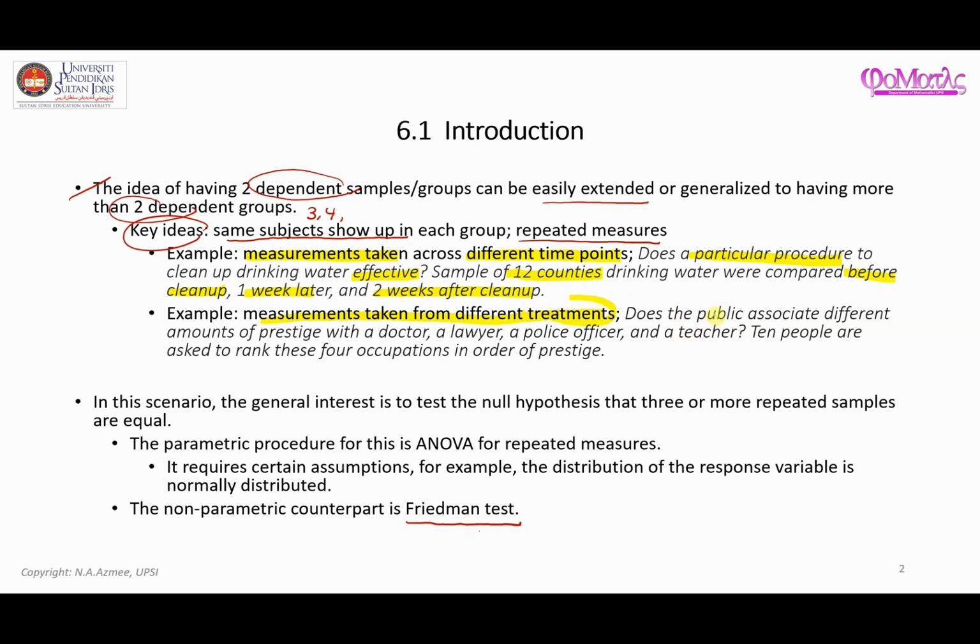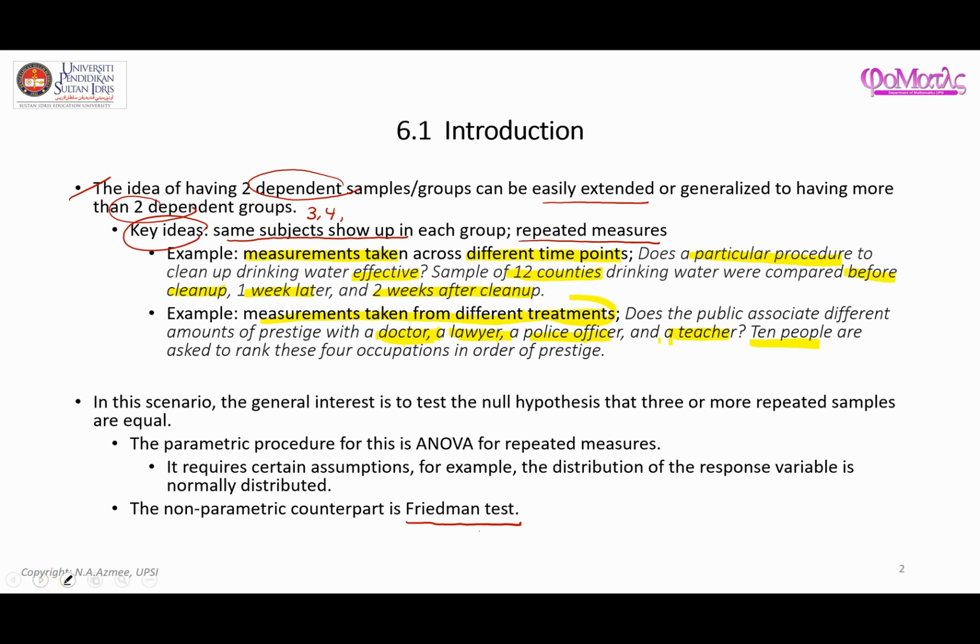For example, does the public associate different amounts of prestige with a doctor, lawyer, police officer, and a teacher? So here we have 4 different treatments or conditions, and the sample here is 10 people. So 10 people will be asked to give their opinions on what they think of these 4 occupations in terms of the amount of prestige.